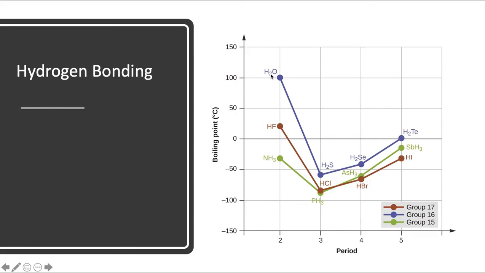Oxygen or water here can make two, whereas HF can only make one. So even though fluorine is more electronegative than oxygen, because it can only form hydrogen bonding at one spot, it has a lower boiling point than water. And then NH3, it can form hydrogen bonding at three different places because it has three NH bonds, but nitrogen is not as electronegative as oxygen. So water has a very high boiling point.